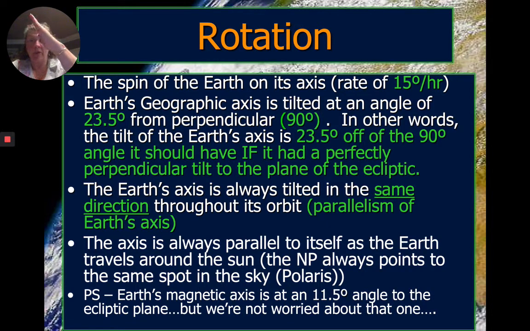This is called the parallelism of Earth's axis. And this is going to become really important when it comes to seasons. And that makes sense because the North Pole is always pointed at what? The North Pole is always pointed at Polaris.